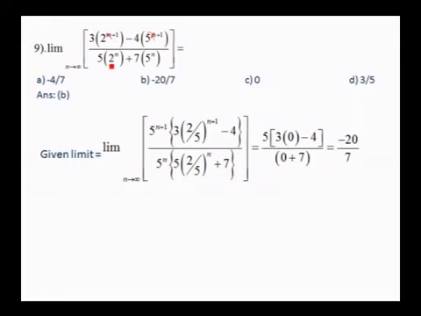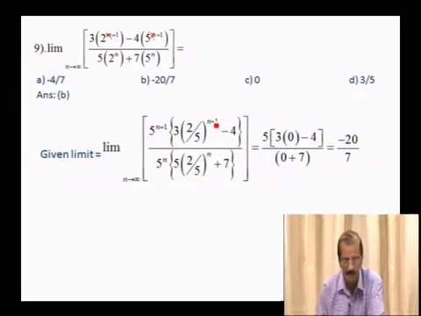ಕೆಳಗಡೆನೂ ಅಷ್ಟೇ 2 and 5 ನಲ್ಲಿ ದೊಡ್ಡದು ಯಾವುದು ನೋಡಿ, 5 ದೊಡ್ಡದು. ಯು ರೈಟ್ 5 to the power of n outside. 5 into 2/5 whole to the power of n plus 7. ಈಗ 5 to the power of n+1, 5 to the power of n ಕ್ಯಾನ್ಸಲ್ ಆಗಿ 5 ಬರುತ್ತೆ. ಇವು 2/5 whole to the power of n+1 as n tends to infinity.